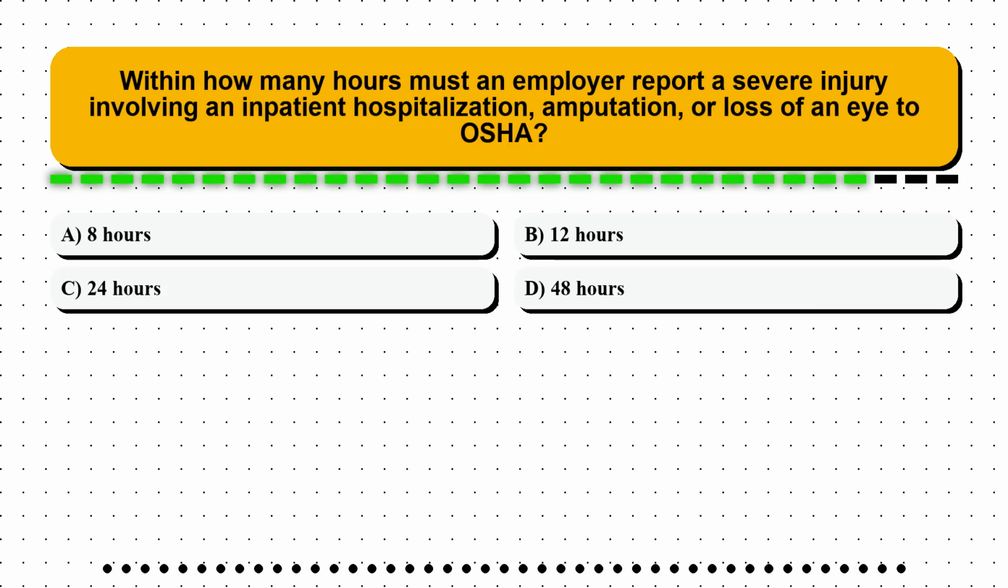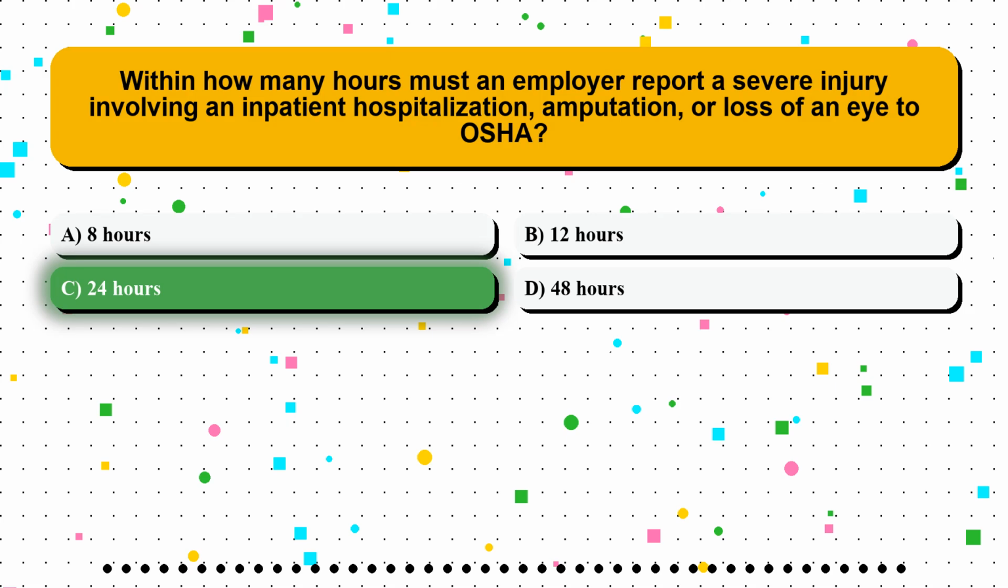Question 7. Within how many hours must an employer report a severe injury involving an inpatient hospitalization, amputation, or loss of an eye to OSHA? Option A, 8 hours. Option B, 12 hours. Option C, 24 hours. Option D, 48 hours.